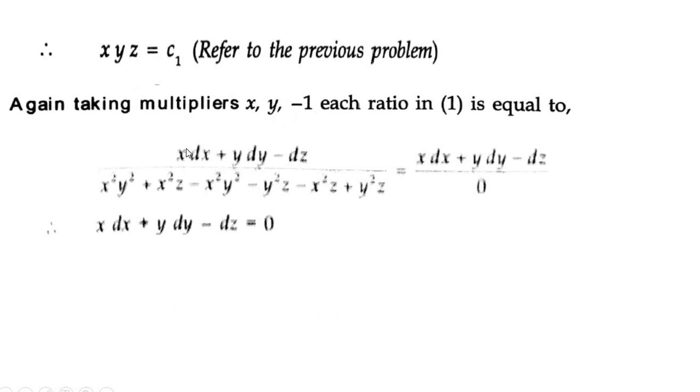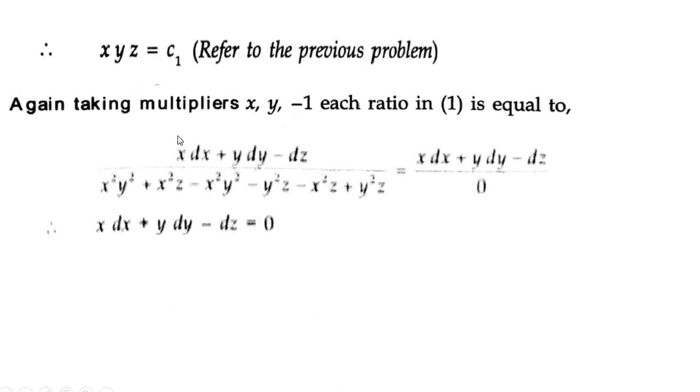So each ratio in equation 1 will be x into dx plus y into dy minus dz divided by x square y square plus x square z minus x square y square minus y square z minus x square z plus y square z. For the third one, I have chosen the multiplier as minus 1. For the second one, I have chosen a multiplier as y. For the first one, I have chosen a multiplier as x. So you see to the denominator, in the same way you have to choose a multiplier. It is not easy, student.